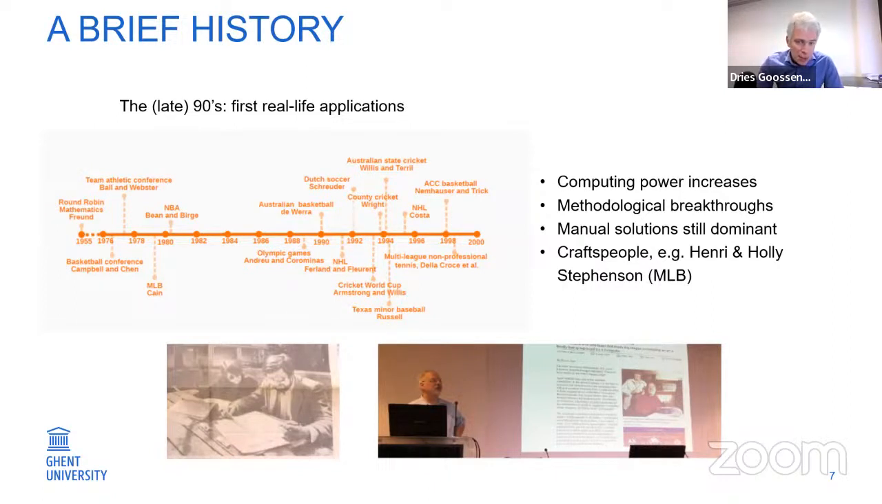But until that time, manual solutions in practice were still quite dominant. There is a story about Henry and Holly Stevenson, a story that I heard from Mike Trick. These people, they were married, and they have been scheduling the Major League Baseball competition for 25 years by hand. So really a pen and paper kind of approach. And eventually, after years of effort, Mike Trick came up with a method that put them out of business, so to speak.